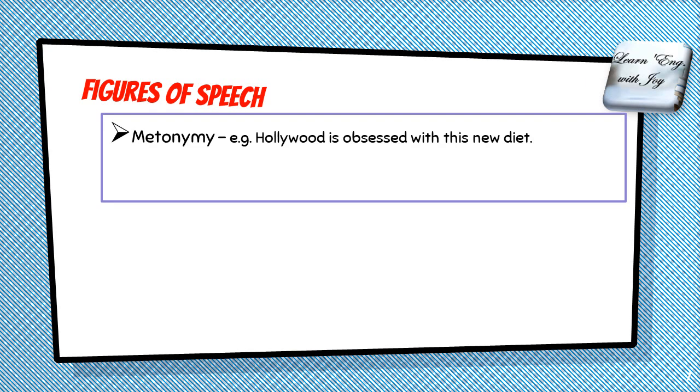Metonymy is a figure of speech that replaces the name of a thing with the name of a closely associated thing. Synecdoche is a figure of speech in which the part is represented as the whole or vice versa.